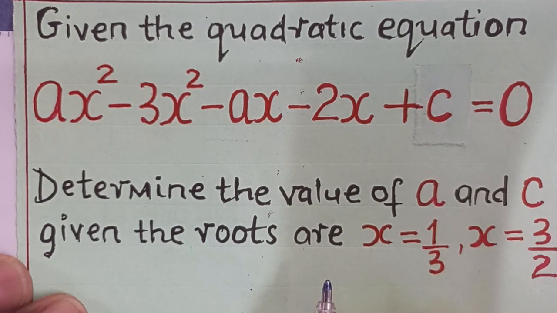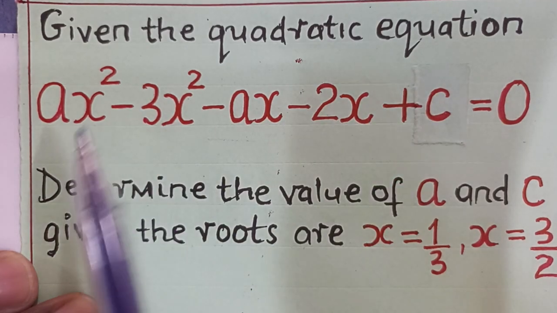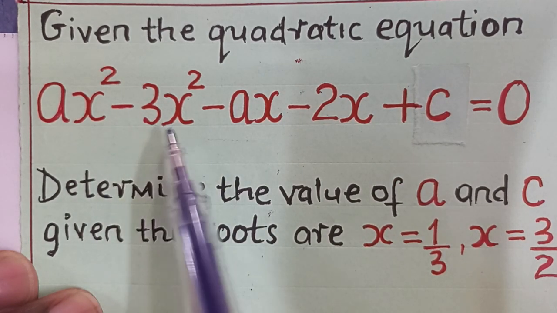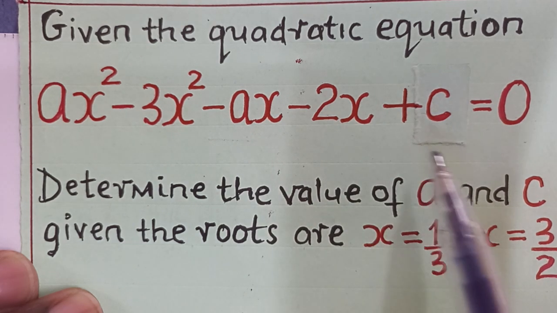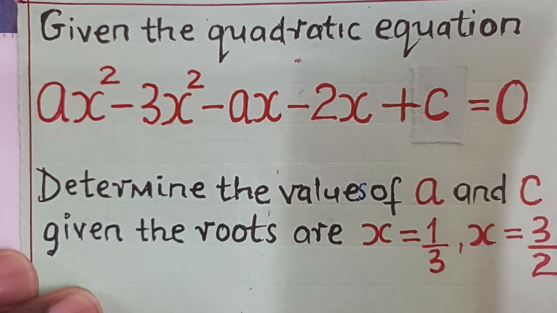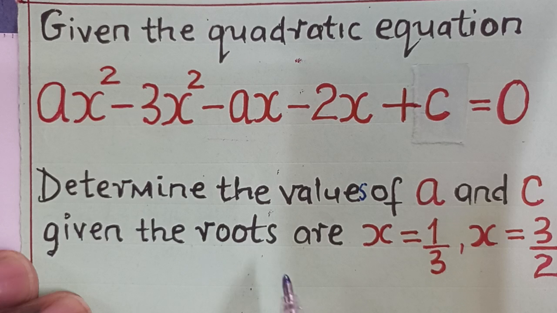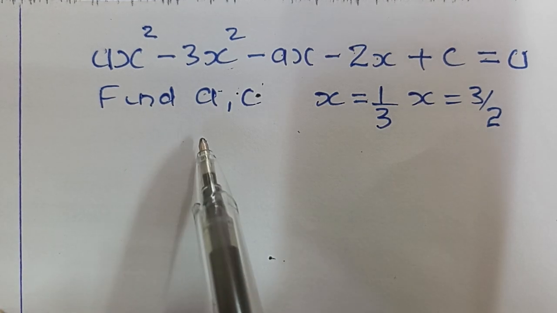Guys, here we have the question. I read the question. Given the quadratic equation ax squared minus 3x squared minus ax minus 2x plus c equals 0, determine the values of a and c, given the roots are x equals 1 over 3 and x equals 3 over 2. And so guys, we start off to do the question.